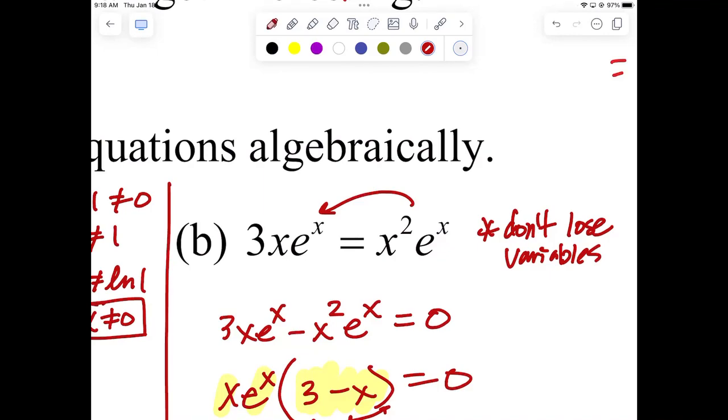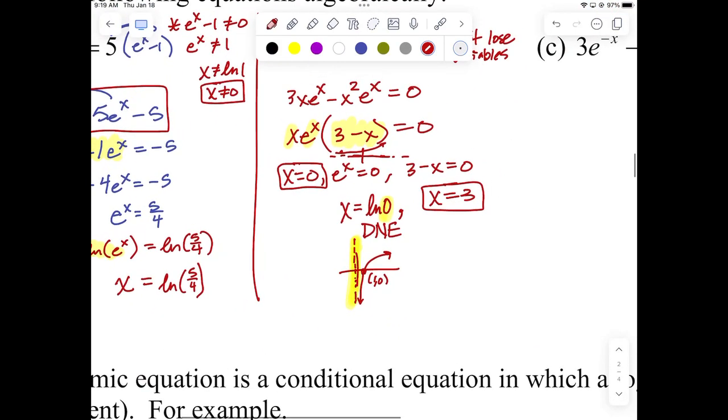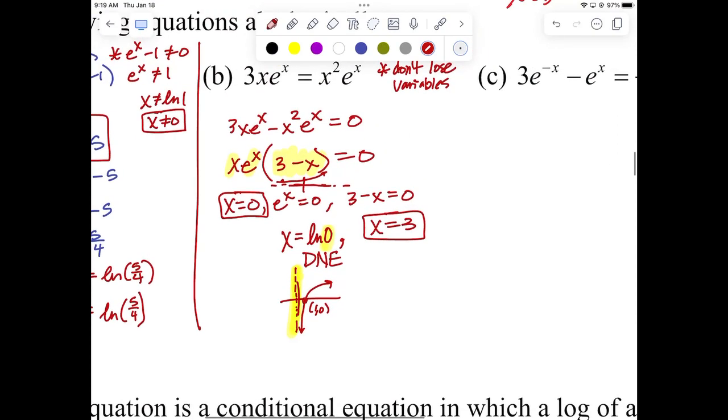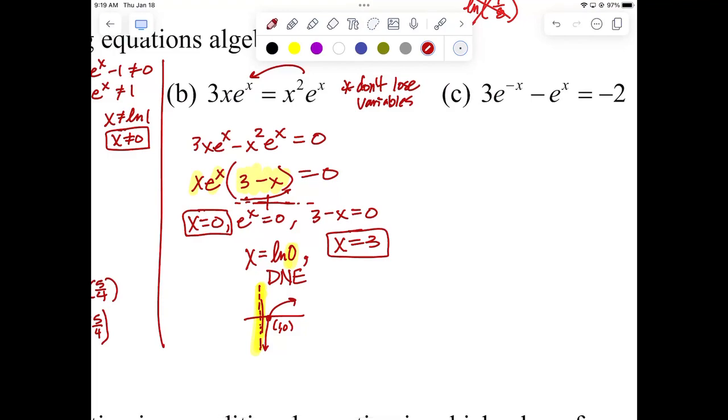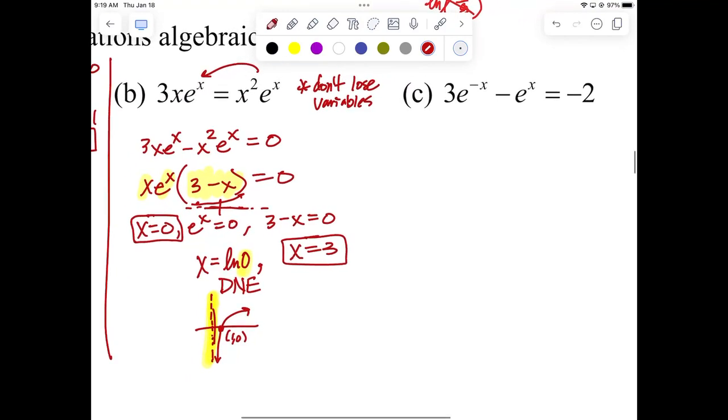Now, if you ever have logs in your equations, which we haven't started in depth yet, you have to be careful because you can only take the log of a positive number. But e to the x has a domain of all real numbers, and there's no denominator here. So do both of these boxed solutions work, 0 and 3? Yep. So that's why we don't get rid of variables. We lose variables, we lose solutions. We lost an x. It still appeared, but we lost the 0 by dividing through by the x.